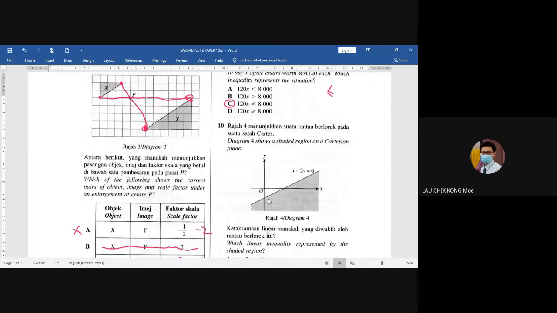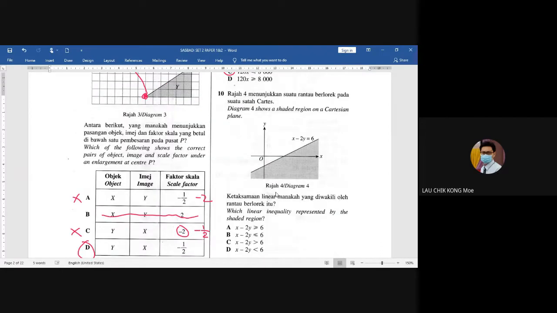Number 10, ini saya tahu boleh kata hampir semua belajar salah. So saya rasa memang jawapan salah lah. Tapi saya tidak betulkan masa itu sebab kita nak bincang and then kita tengok apa yang kesilapan dia di sini. This is going down. This is the shadow region. So actually is less than, because this is a solid line. Solid line, so less than or equal to, the answer should be B.